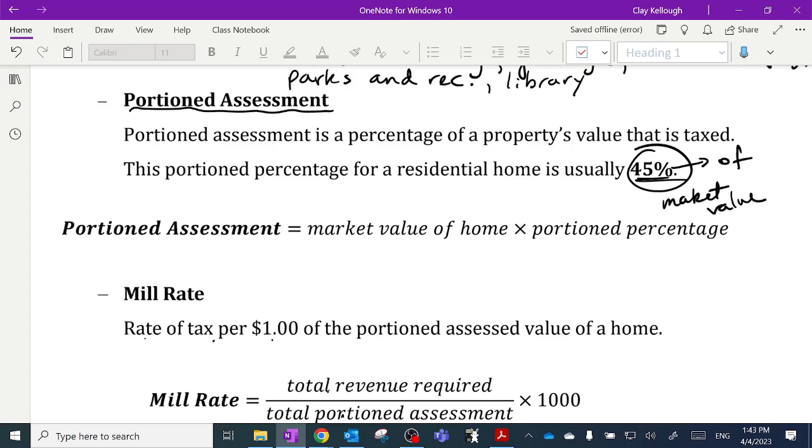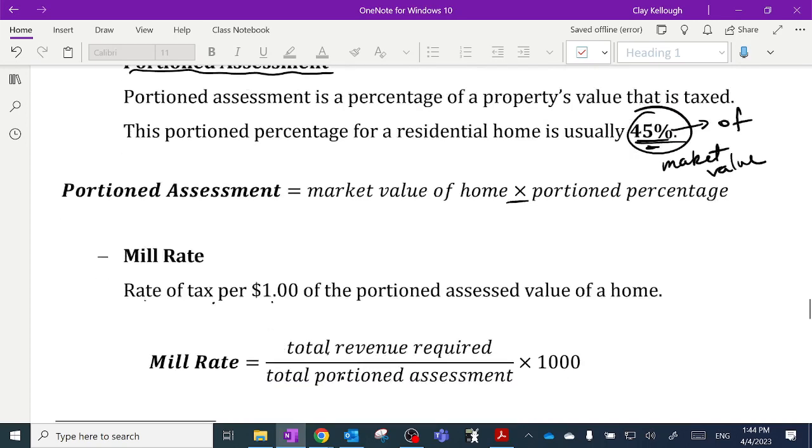That way, it's a cushion. If the market does crash, it's only 45%. So they can still budget accordingly. So this is a very simple calculation math-wise, guys. We just multiply. So let's do an example of it right there, and then we'll come back.